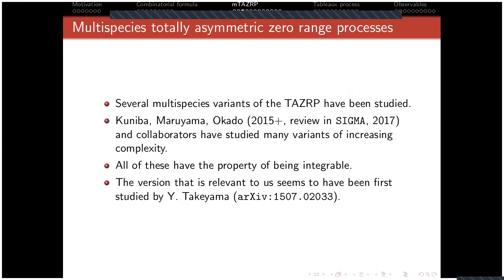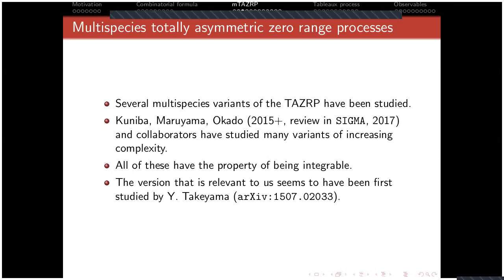Okay, so now you have the single species zero range process. You could introduce multiple species, just like is done for the ASEP. But now the question is, what are the rates? There are many variants that have been studied, going by the Japanese group, and in different papers there are different collaborators. They studied many variants. You can say multiple particles can jump, or you can say one particle can jump, and the dependence of the rates. All of these are motivated by integrability, so they have certain nice properties.